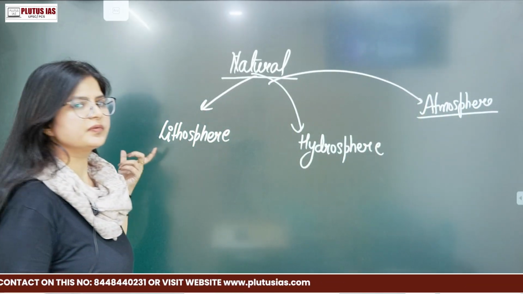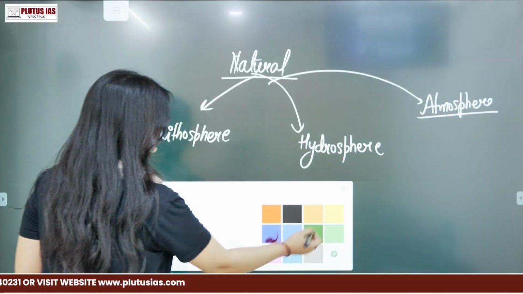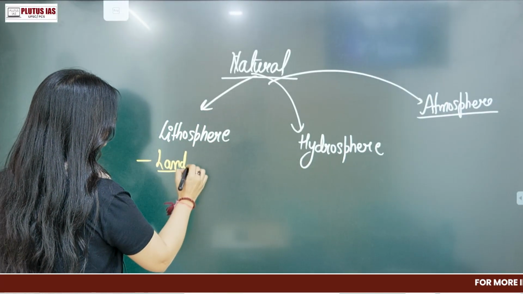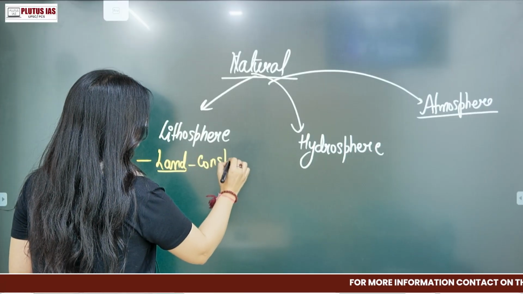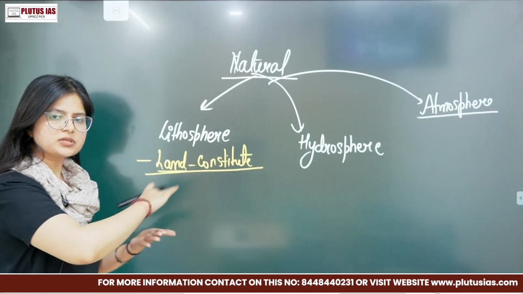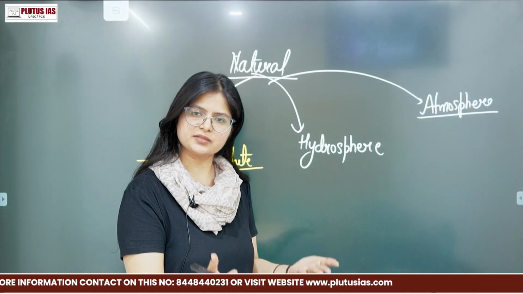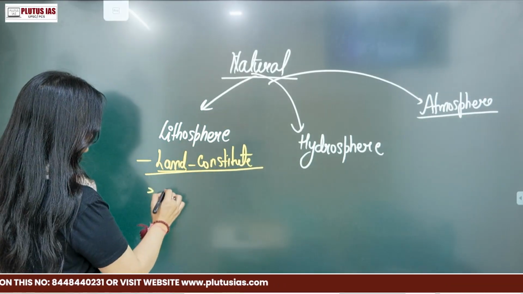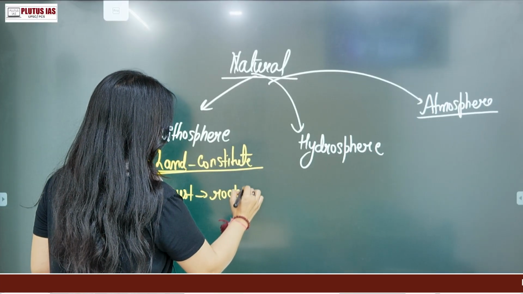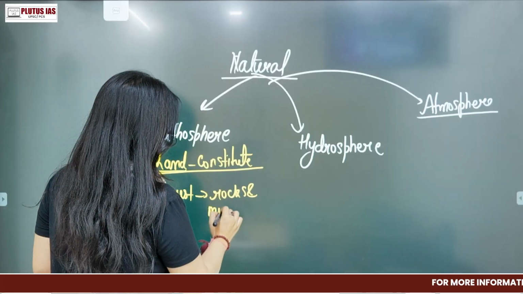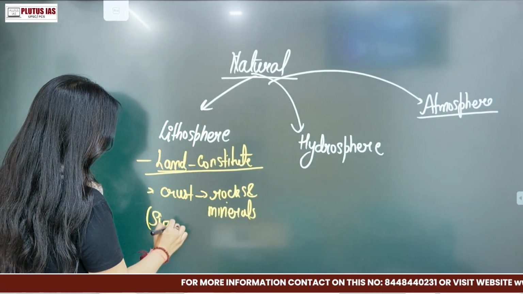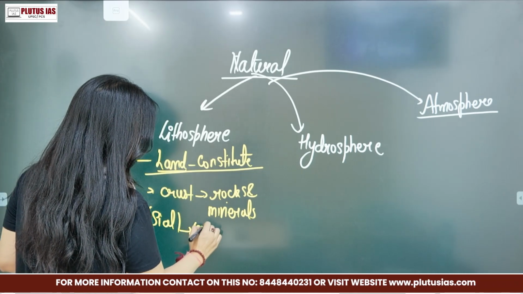In lithosphere, you have to understand, we are taking the land. What is the land constituted of? The upper layer of land is the crust. So crust is an important component and it is made up of rocks and minerals. For example, Sial. What is Sial? Silicon plus aluminium.